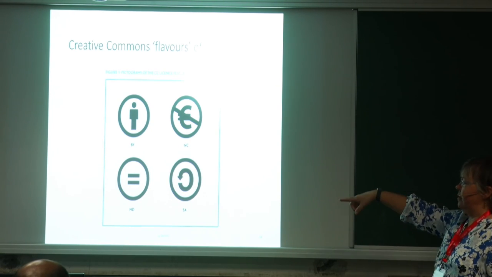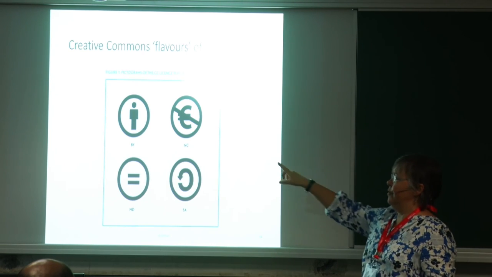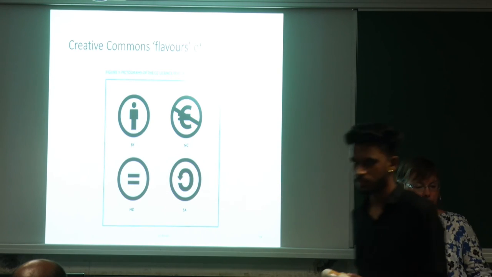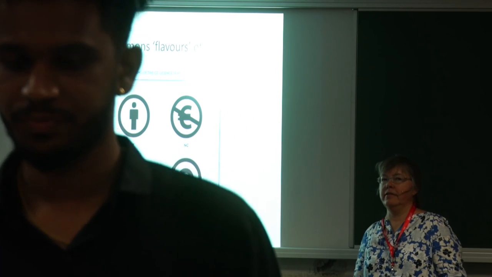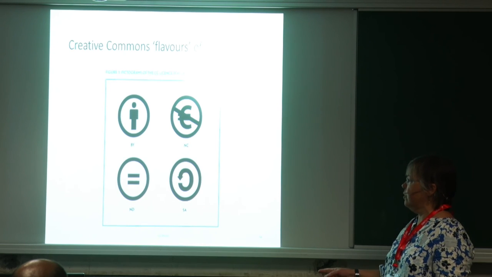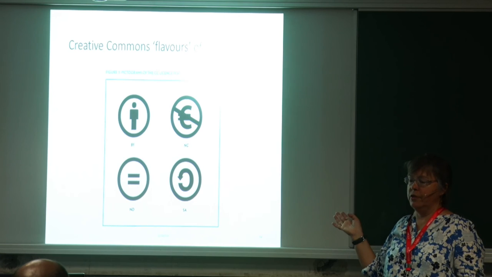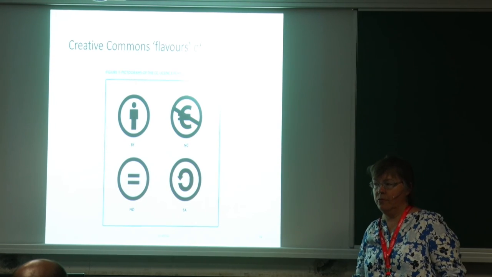It basically comes in these four, what they call flavors. So the picture of a human, or they call it by, like this data set is by so-and-so. That's the attribution license, where the human wants to be acknowledged that it's their data set. Non-commercial, so you can use it as long as you're not going to make money from it, and then you can't use it.